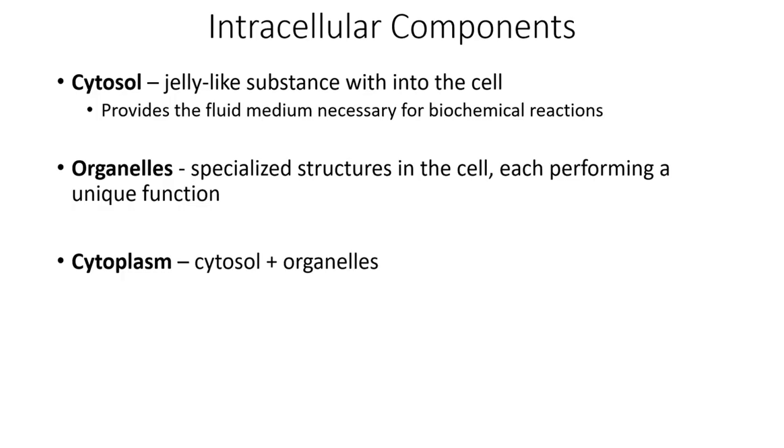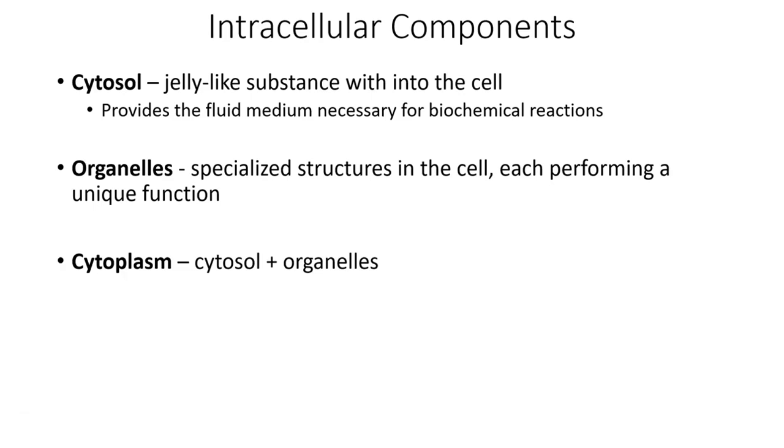Next is organelles. These are miniature organs, basically, so these are very specialized structures that each have a different job. We'll look at some of these. And then the cytoplasm is the collective name for both the cytosol and the organelles together. So the internal part of a cell is the cytoplasm, which includes both that jelly-like substance and all of these mini organs.